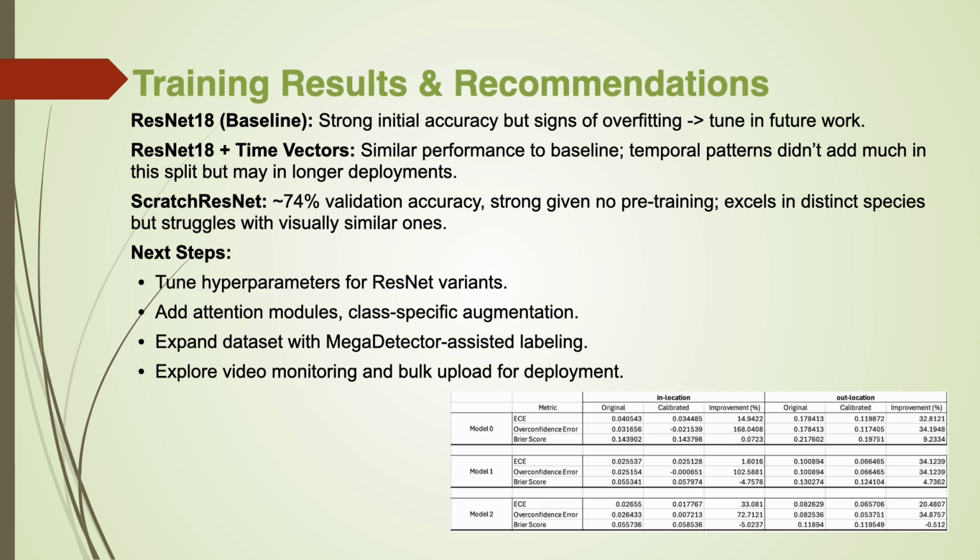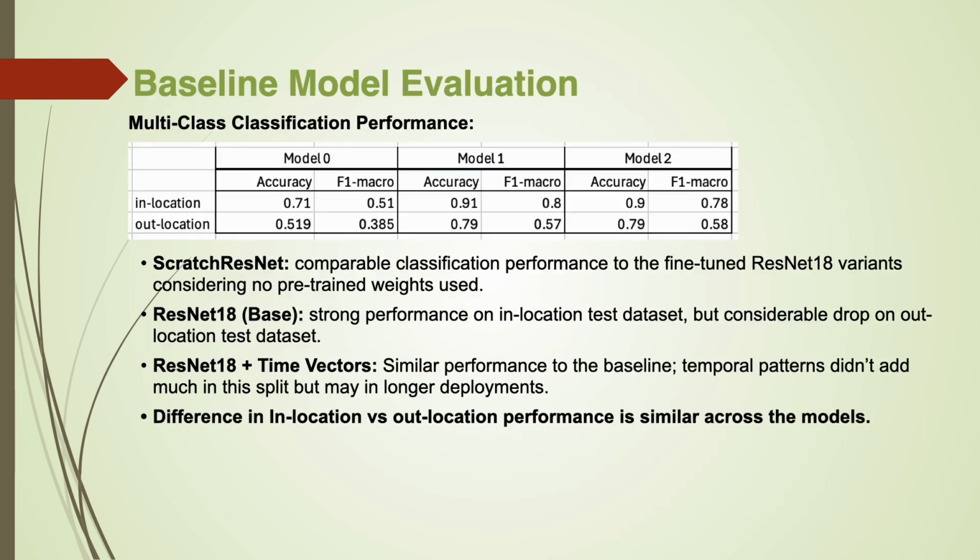Looking ahead, our next steps are to tune hyperparameters for the ResNet variants, experiment with attention modules and class-specific augmentation to target the specific species the model confuses the most, and expand our dataset using MegaDetector-assisted labeling. We're also planning to explore video monitoring and bulk image upload so the system is better suited for real-world deployment at scale. We evaluated our three baseline models on two test sets, an in-location and an out-location dataset.